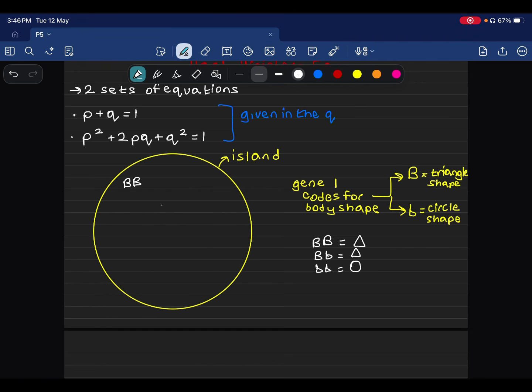So I have many organisms here. Instead of drawing their phenotypes, their shapes, I'm going to write their genotypes to make it simpler. Right, so this is capital B, small b, small b. Then let's draw heterozygous here. This is homozygous dominant. Just taking random values to fill up the island.